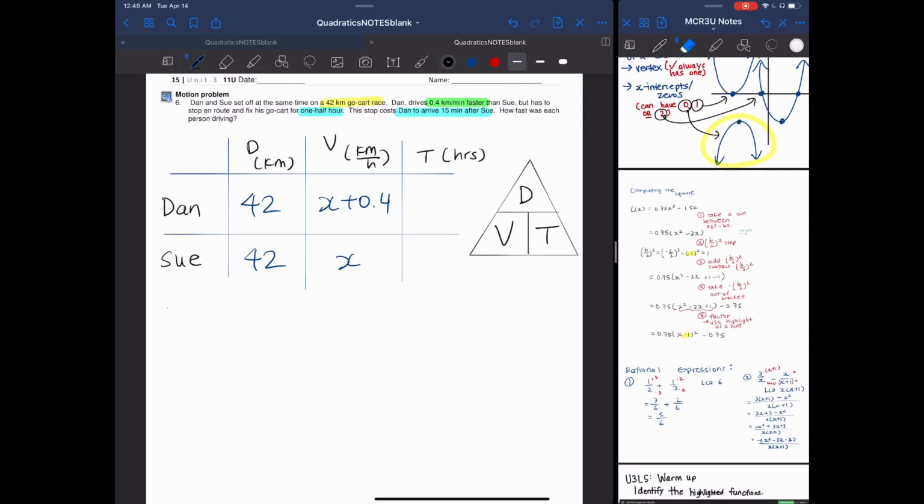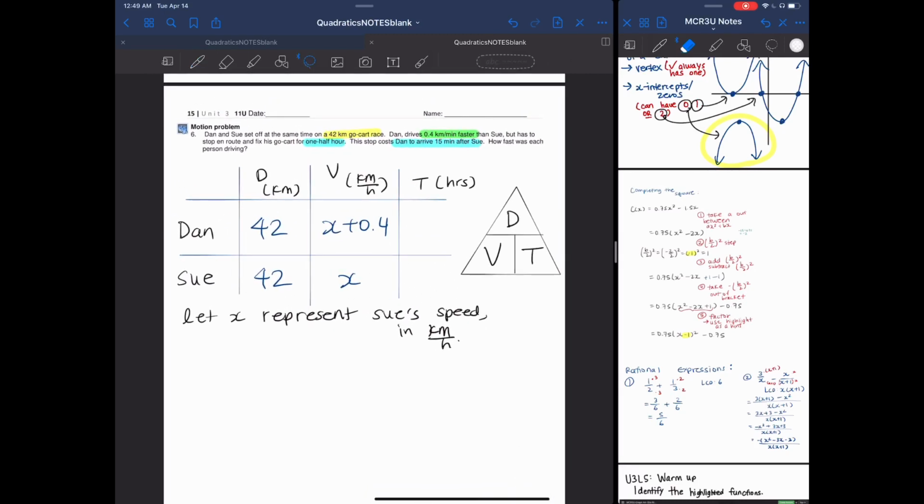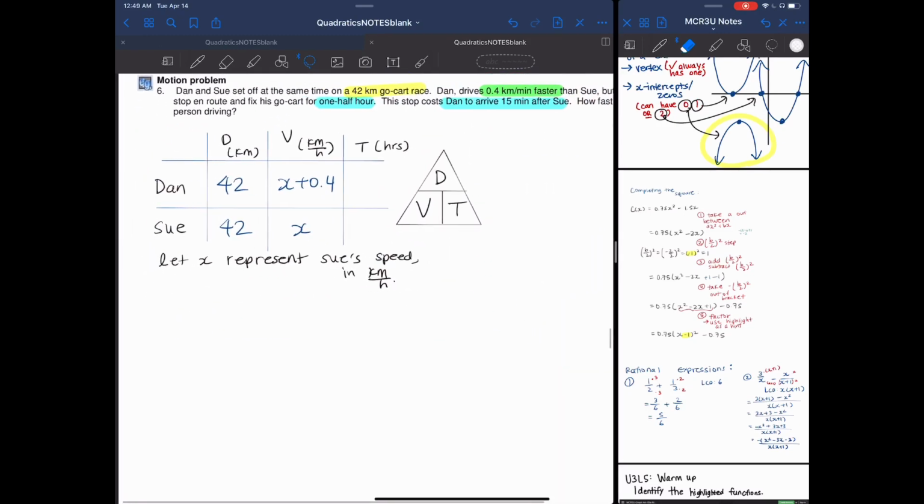And at that point, I'm going to write a let statement. Let X represent Sue's speed in kilometers per hour. Okay, next, time. Well, we don't really have a lot of information on time. And so that's when this formula is going to help us, okay?